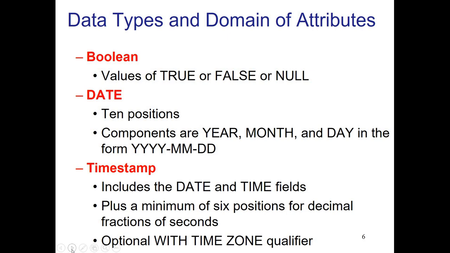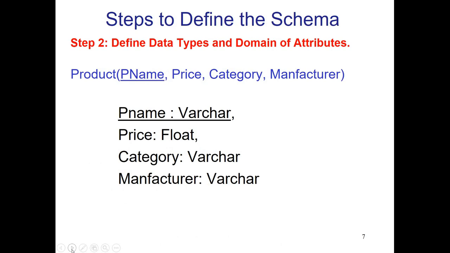Next data type is boolean, which can be either true or false or null. The next data type is date. The actual format is YYYY-MM-DD. Y represents year, M represents month, D represents day. The timestamp can be declared with date and time fields. This is the schema product with the data types. P name is declared as varchar, price is float, category is declared as varchar, manufacturer is declared as varchar.